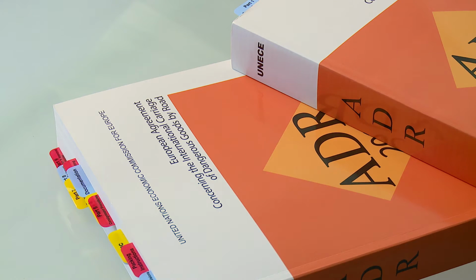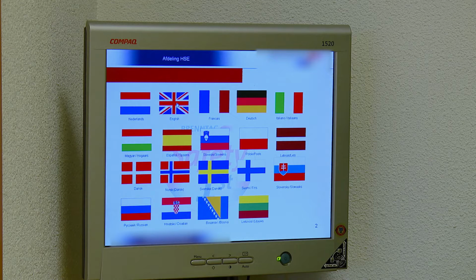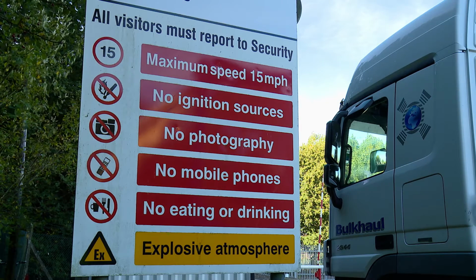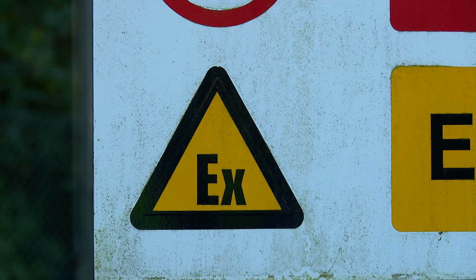Under ADR, there are 3 recognized languages of communication in the transport of solvents: English, French, and German. Even if the local language is not spoken by visiting drivers, it is important that safety messages are communicated and understood. Due to the hazards associated with the presence of solvent vapors and liquids, under no circumstances are sources of ignition permitted.